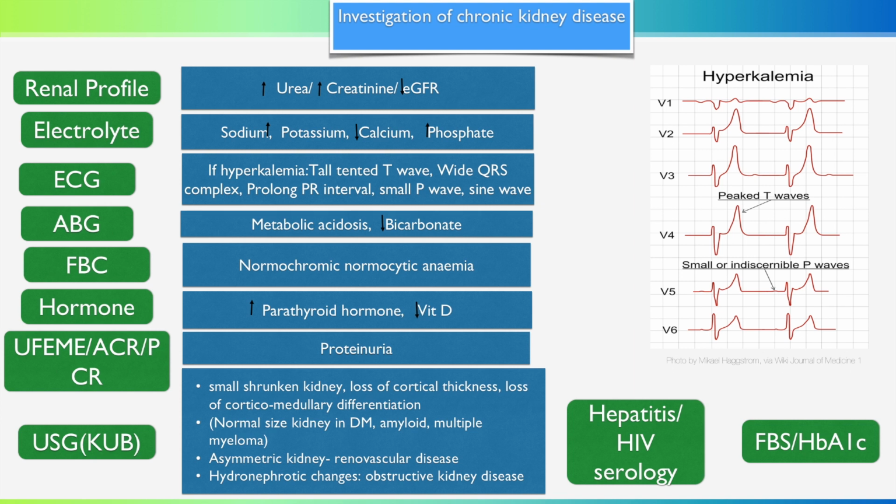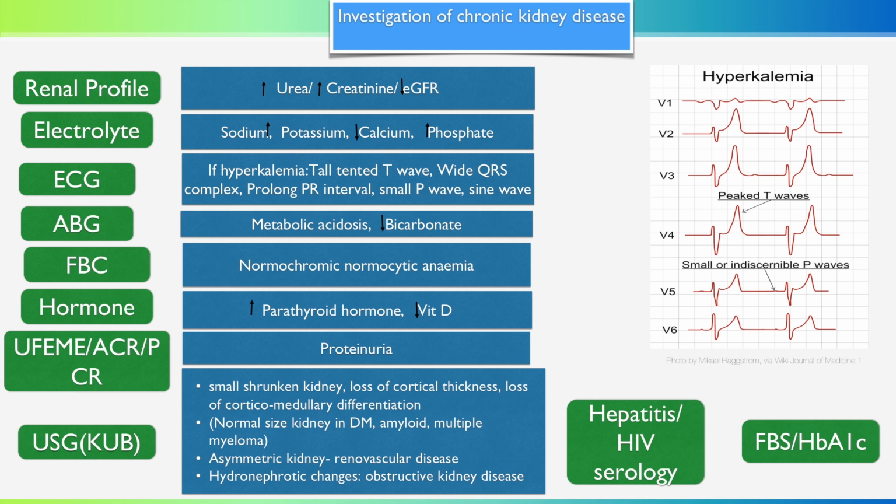In ABG, there will be metabolic acidosis and reduced bicarbonate level. In the full blood count, you will see normochromic normocytic anemia. Hormonal imbalance such as secondary hyperparathyroidism, so parathyroid hormone level will be high and vitamin D will be low. If you do an ultrasound KUB for a chronic kidney disease patient, you will see small kidney size and loss of corticomedullary differentiation.